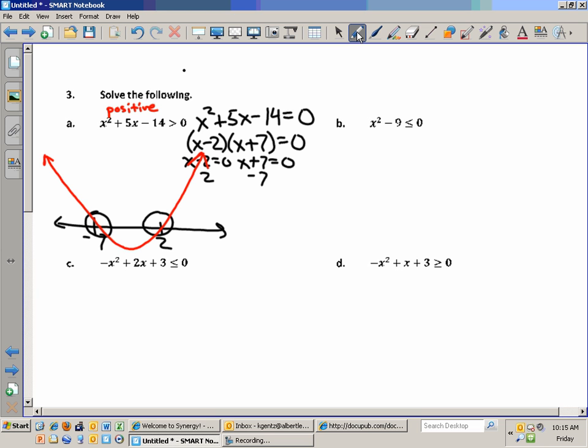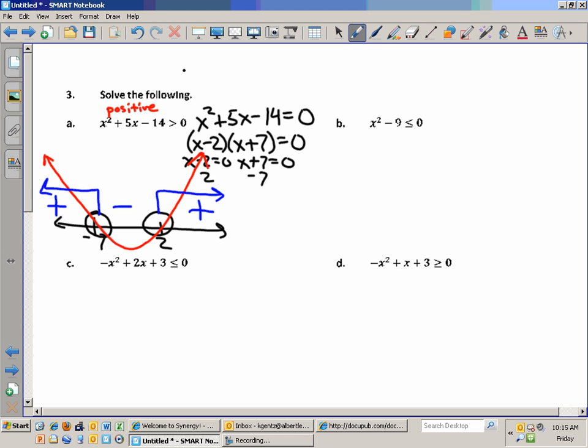So is it positive or negative over here? Positive. How about in between -7 and 2? There it's negative, and here it's positive. So we're wondering, where is it positive? It's positive there, and it's positive there. Positive in those two places. Is that a conjunction or a disjunction?